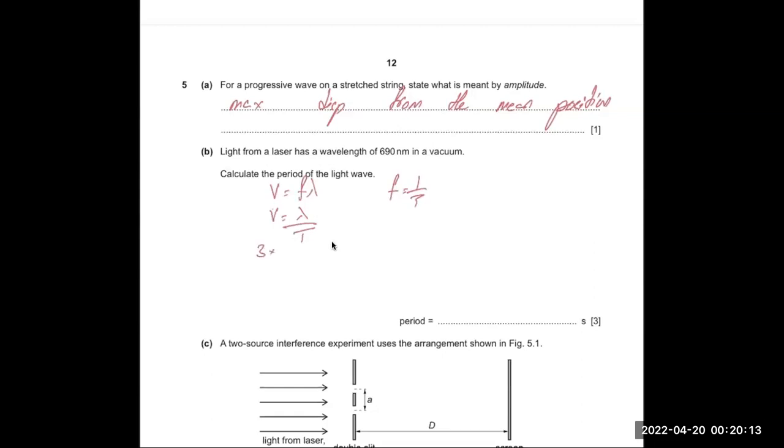What is the speed? 3 into 10 to the power 8. What is the wavelength? 619 nanometers, 10 raised to the power minus 9, upon the time period. The time period is an unknown. Solve for T. 2.3 into 10 raised to the power minus 15 seconds.